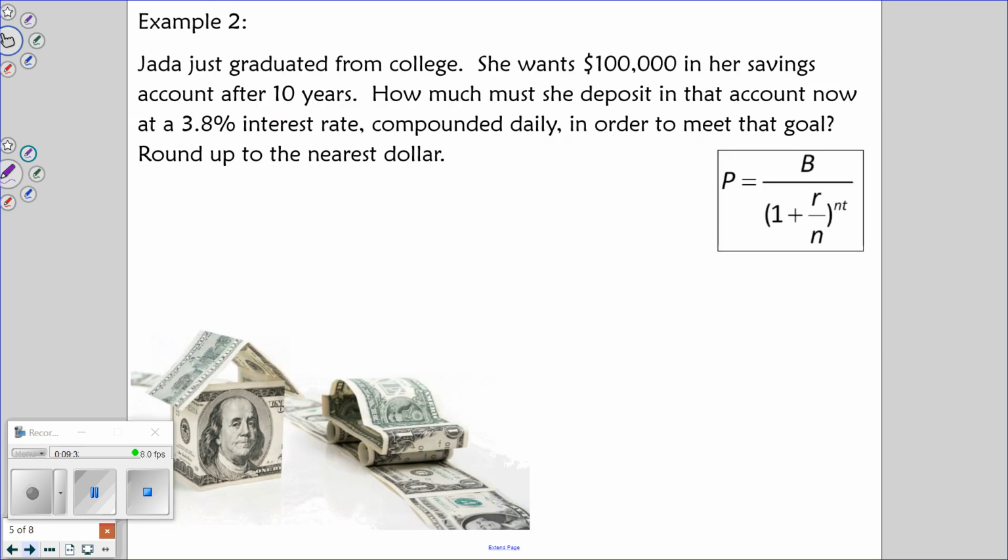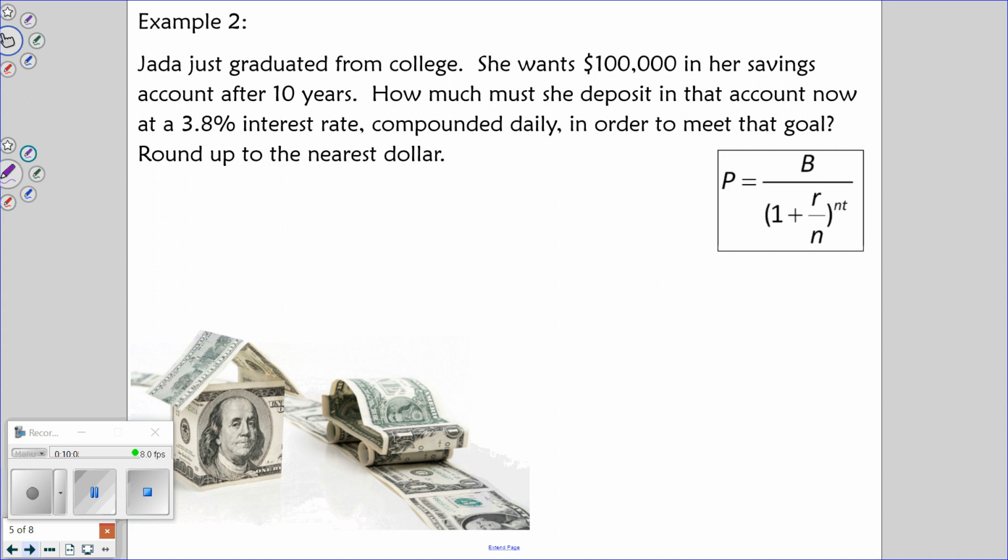All right. So number 2, Jada just graduated from college. She wants $100,000 in her savings account after 10 years. Good for her, that's ambitious. How much must she deposit in that account now at a 3.8% interest rate, compounded daily, in order to meet that goal? Round up to the nearest dollar. Okay, so how many times does she want to put money in? Just once. She wants to stick money in it now. So that's going to be your single deposit.